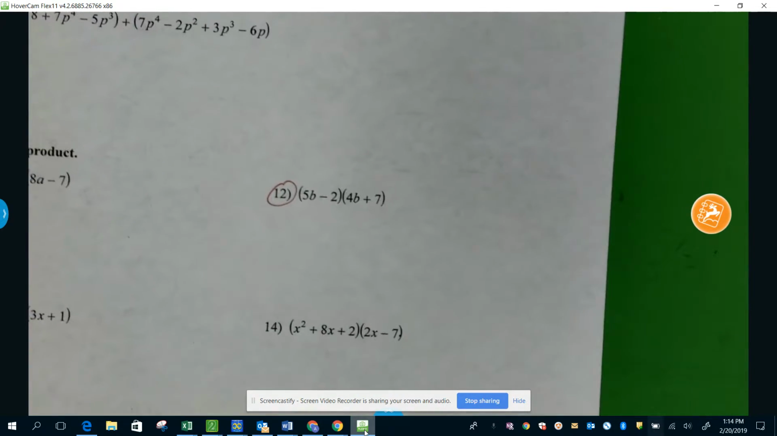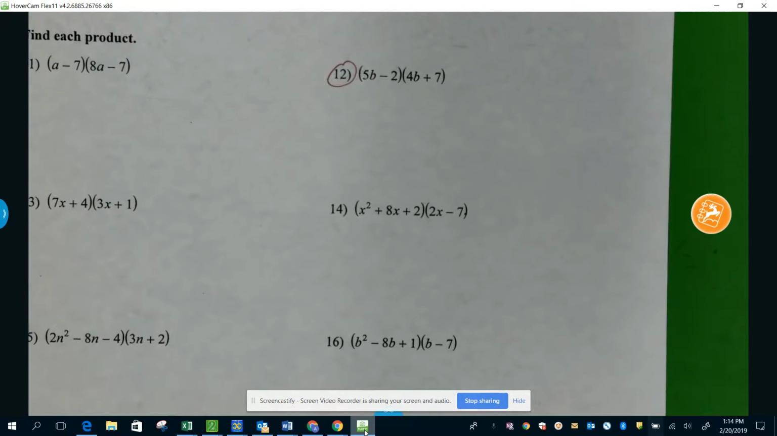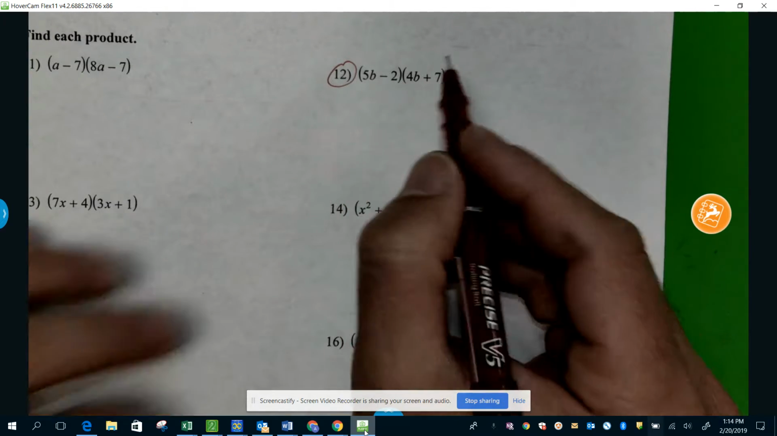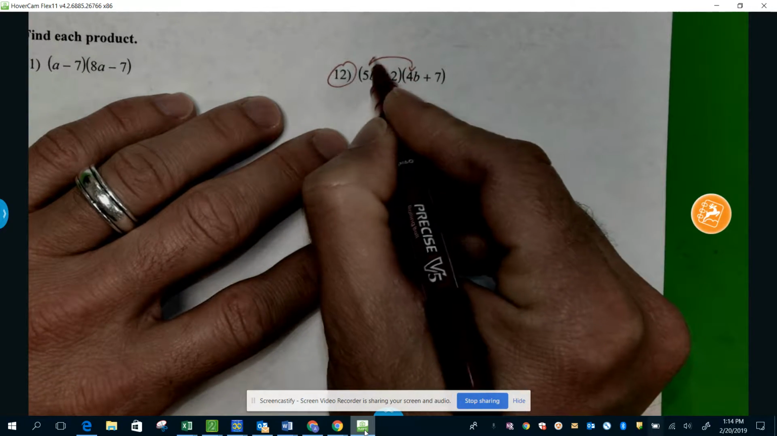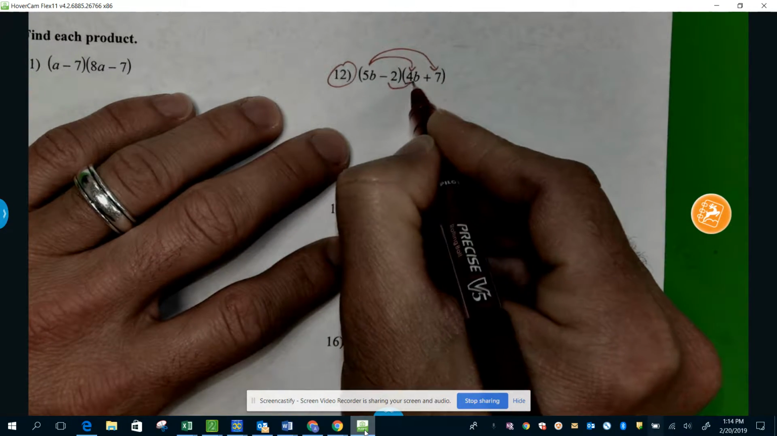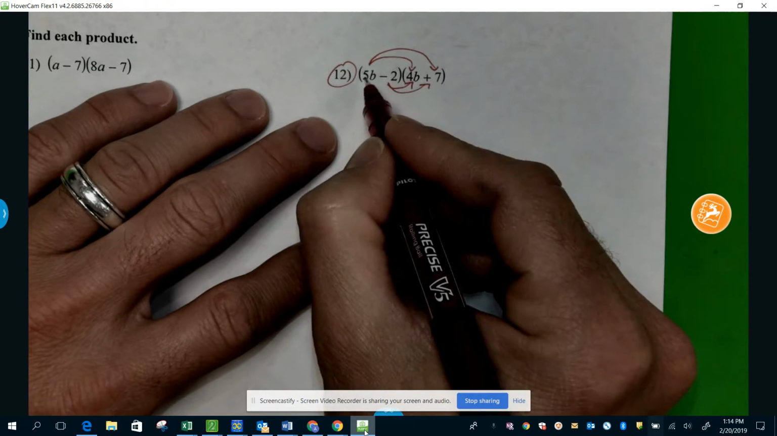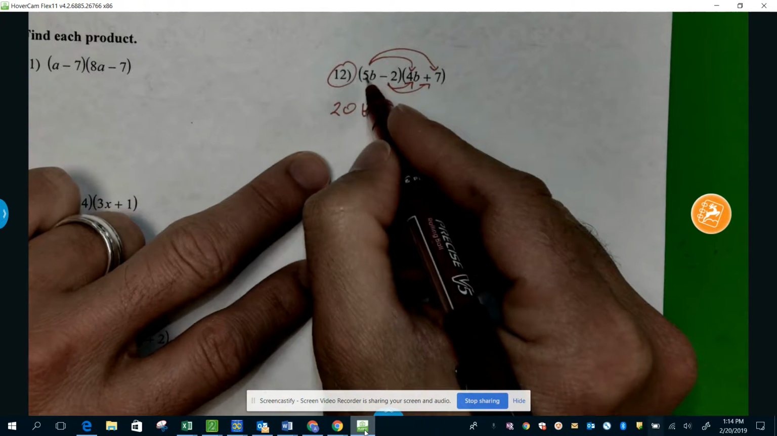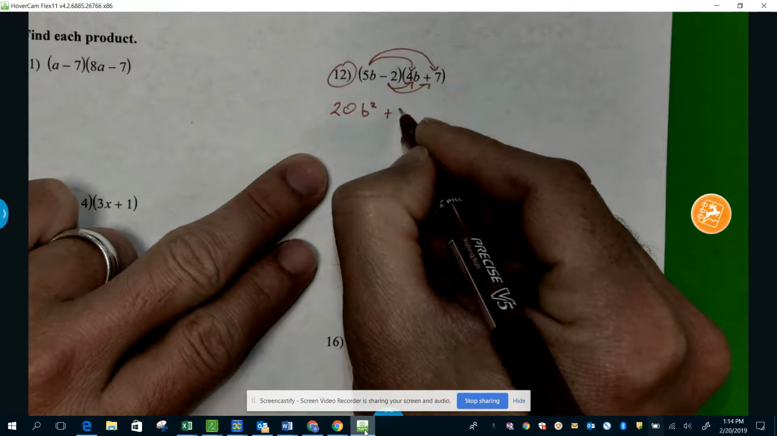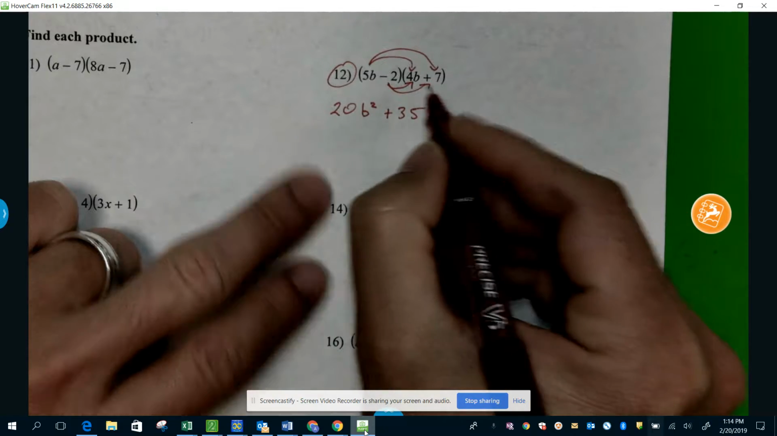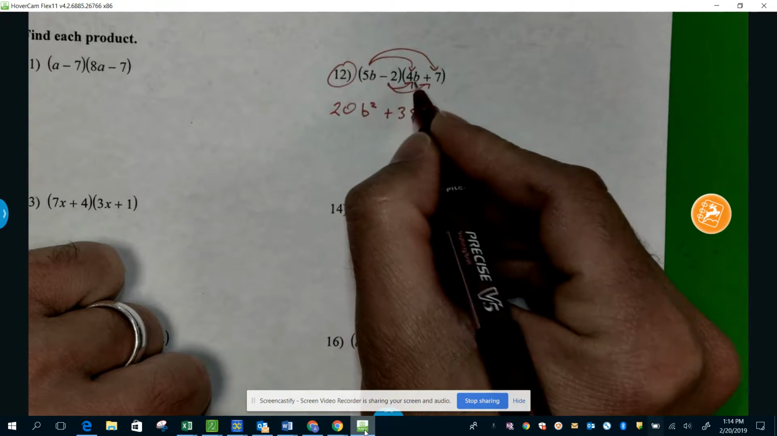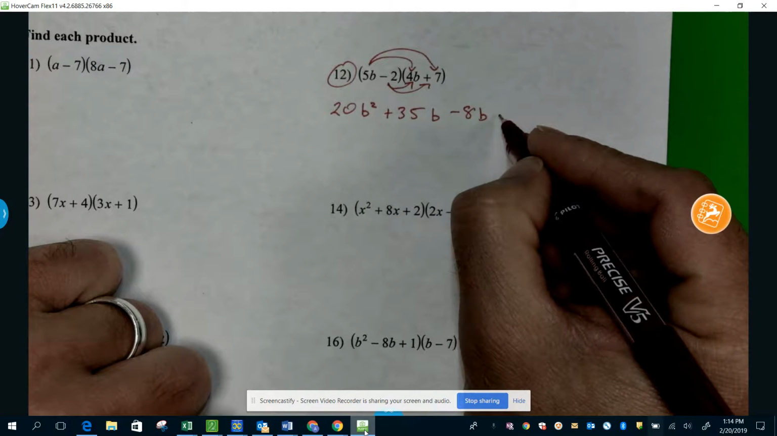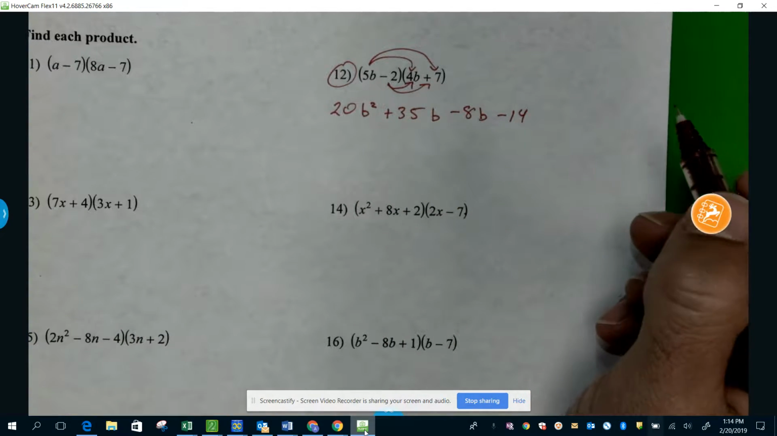All right, on the back, number 12. Now we've got some distributing. We're actually multiplying here. There's no addition or subtraction in between the two parentheses. So we need to multiply every term in the first parenthesis times every term in the second parenthesis. 5b times 4b, that's 20b squared. 5b times 7, 35b. Negative 2 times 4b, negative 8b. And negative 2 times 7 is negative 14.